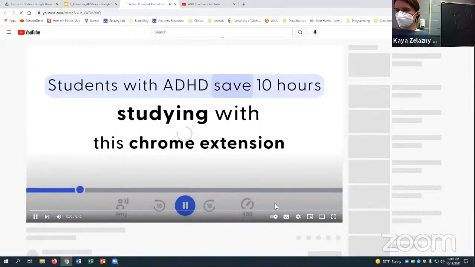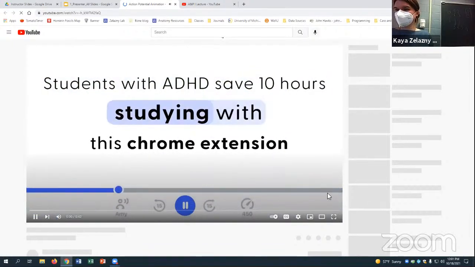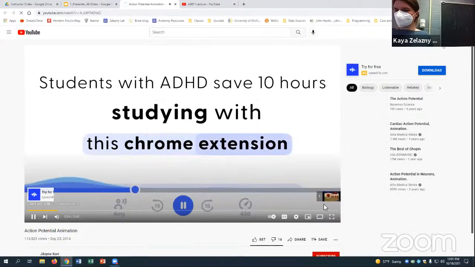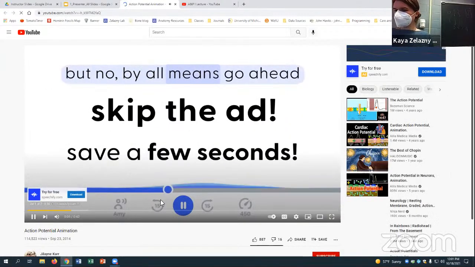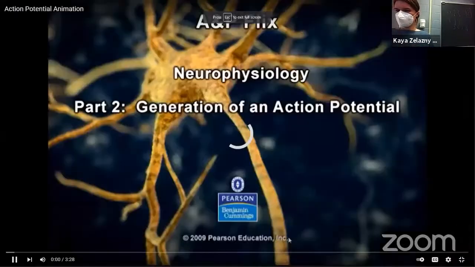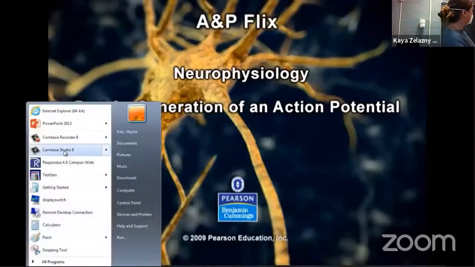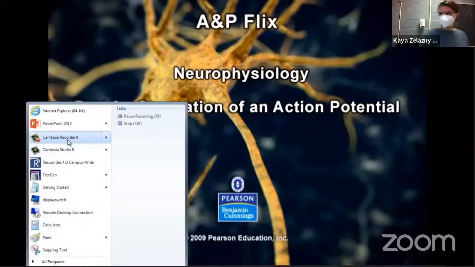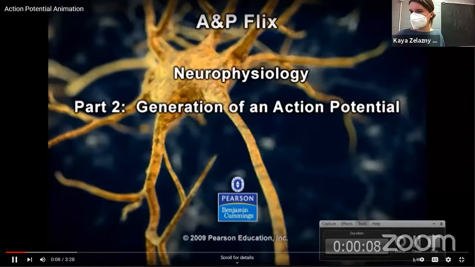So let's take a look. Can have that. Do they really? But no, by all means, go ahead. I am going to skip the yes. And we can hear the robot tell us about action potentials now. Oh, am I doing that? Nope, they're doing that. Okay.